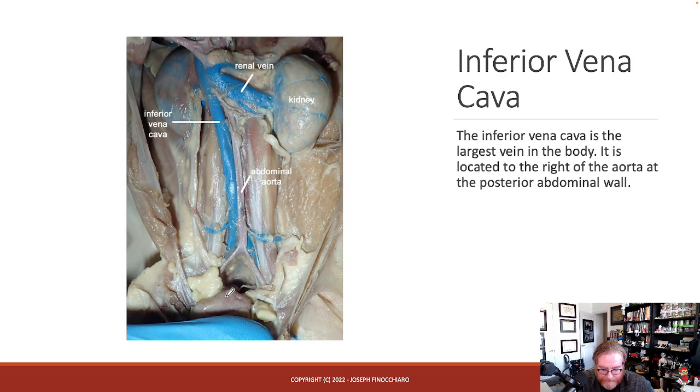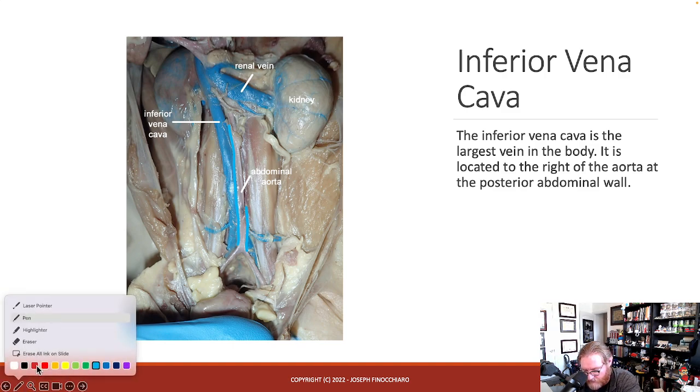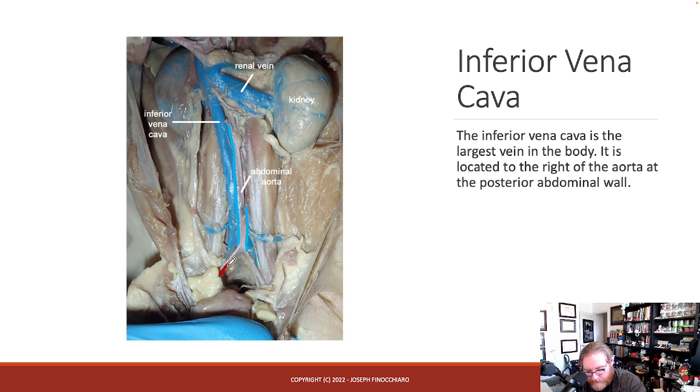So the inferior vena cava is the largest vein in the body. It is located to the right of the aorta at the posterior abdominal wall. Here you have a good example. I'm going to actually switch some colors here. Let's go back to red. So here are your common iliacs. Here is your abdominal aorta.